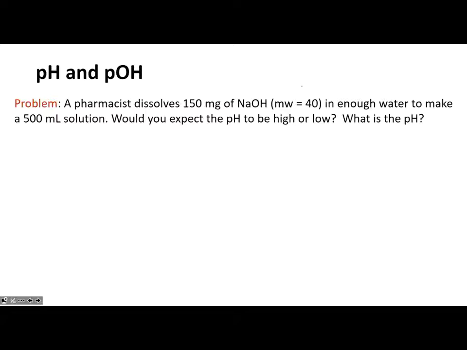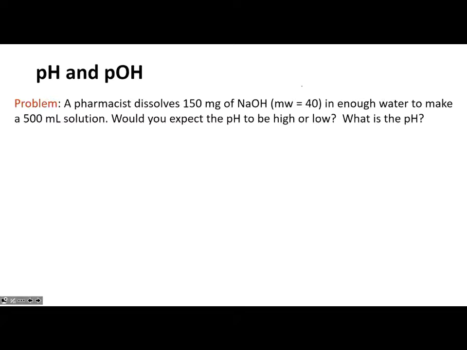It says, a pharmacist dissolves 150 milligrams of sodium hydroxide, with a molecular weight of 40, in enough water to make a total of 500 milliliters. What would you expect the pH to be, high or low? To answer that question, you actually have to know what the pH is. So we're going to have to calculate the pH and then decide, is it high or low? And what's the cutoff? What do we say a neutral pH is? Just making sure it's a review.